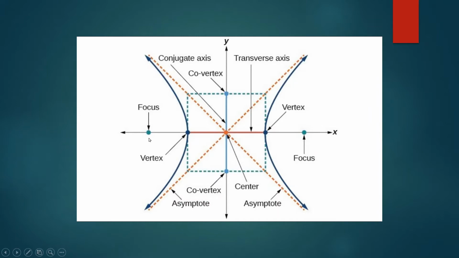In hyperbola, there are two focus, two vertex, two directrix, two axis. One is the transverse axis. This axis is called the transverse axis. The other is the conjugate axis. This axis is called the conjugate axis. And two asymptotes.